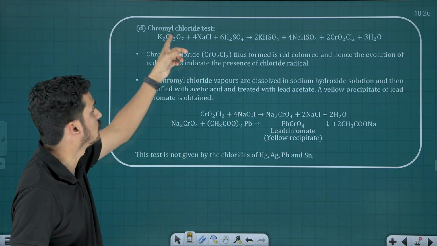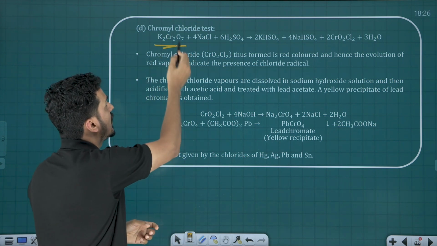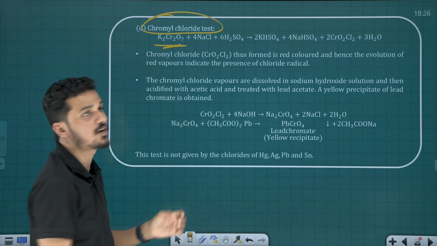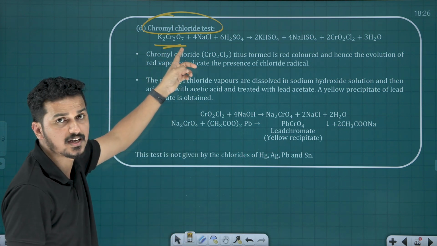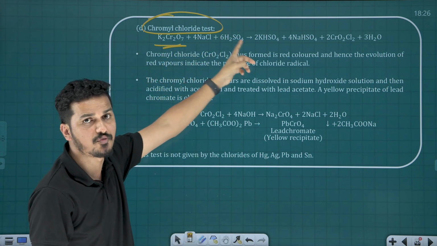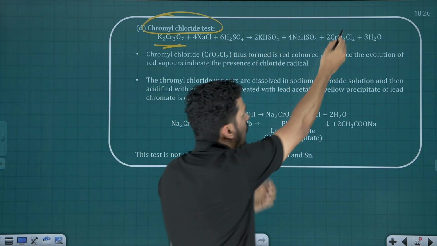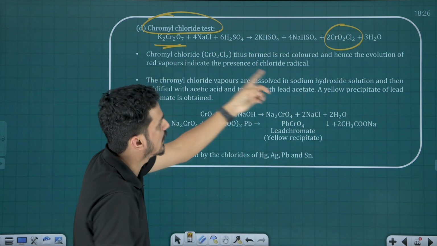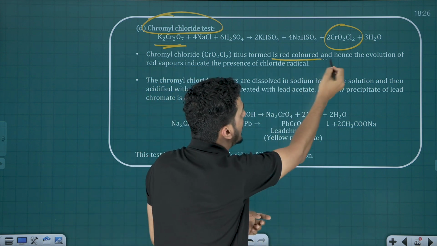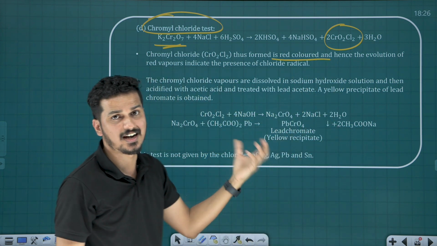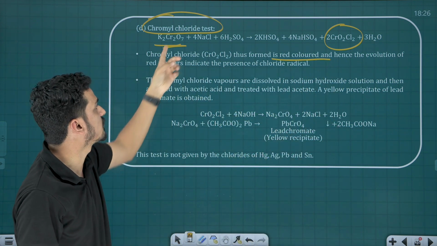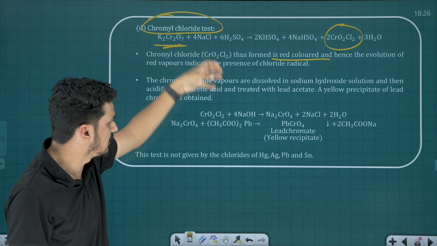Again, in the case of K2Cr2O7, you have to remember a very important test called the chromyl chloride test. When potassium dichromate is treated with NaCl and acidified sulfuric acid, you will get this one, chromyl chloride. The chromyl chloride formed has a red color. That is the test for K2Cr2O7.